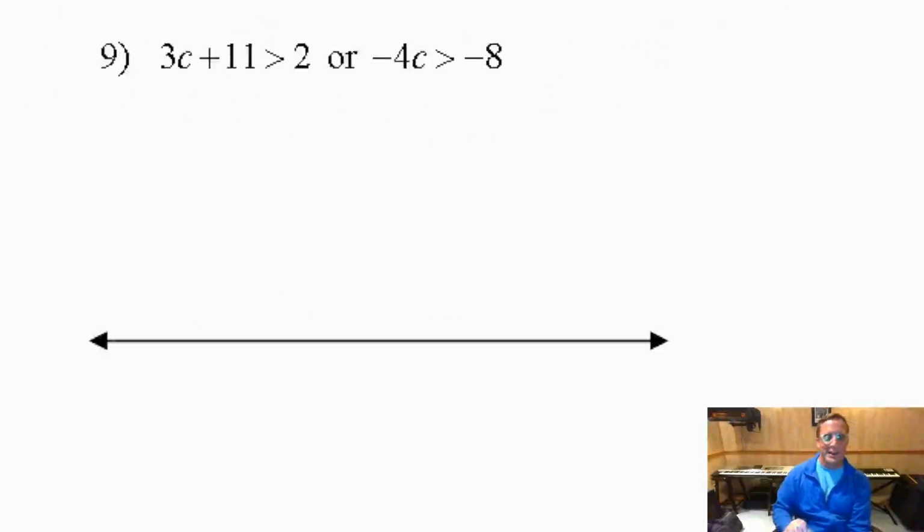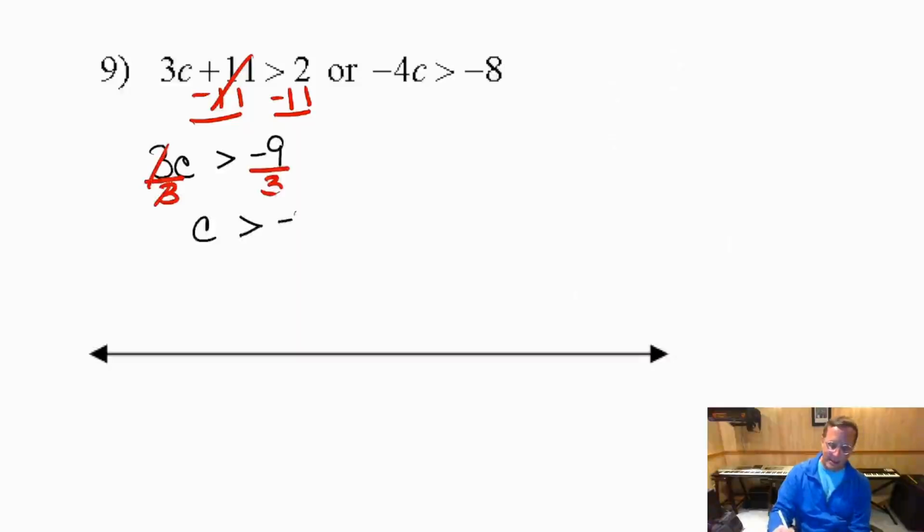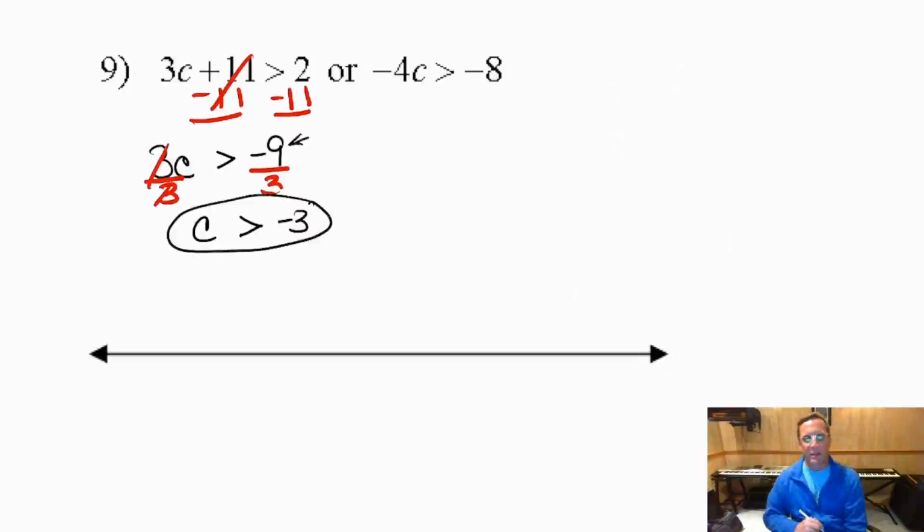All right, for number 9, subtract 11 from both of these sides right here. That's 3c is greater than negative 9. Divide by 3. So we got c is greater than negative 3. And we don't flip the sign, because we didn't divide by a negative. 9 is negative. The number that we divided into is negative, but what matters is the number that you're dividing by. That's what matters.